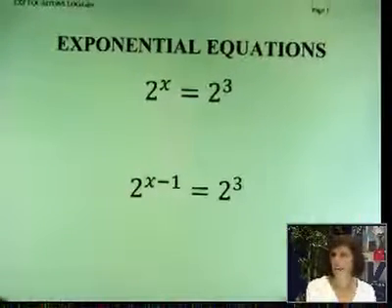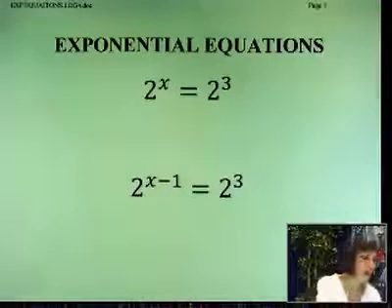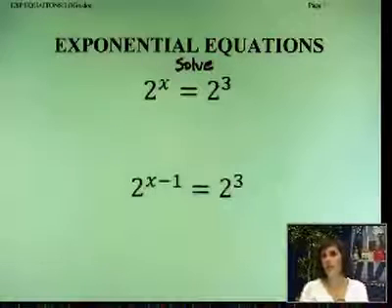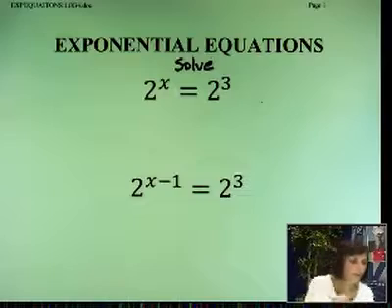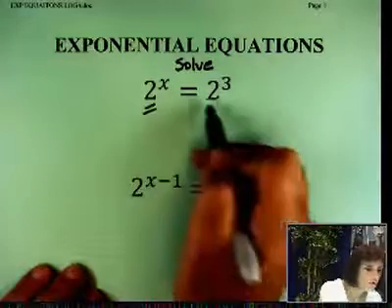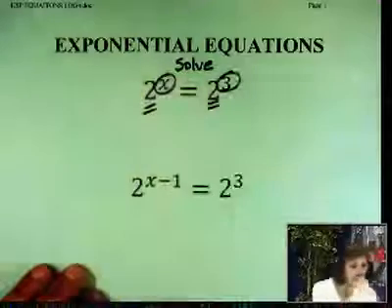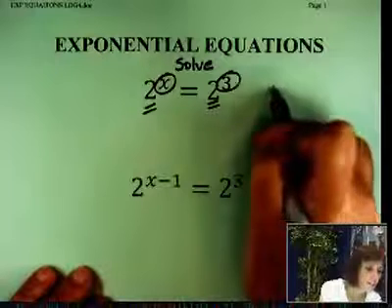Okay, here's the first level. Let's say someone's asking you, solve 2 to the x equals 2 to the third. I know from the theorem that if the bases match, that means the exponents have to match. And this one is intuitive. 2's match. That means x has to be 3.